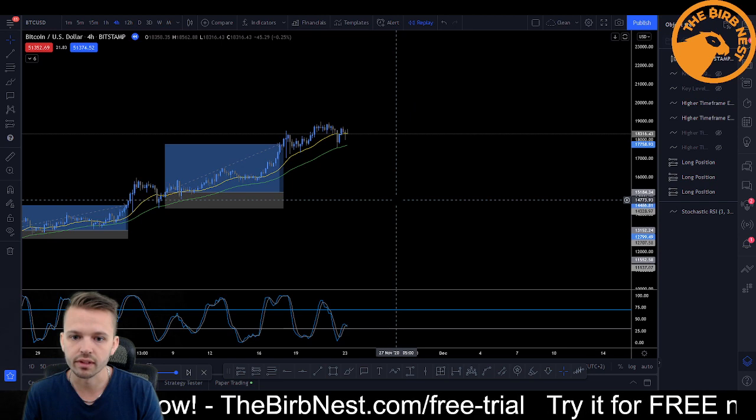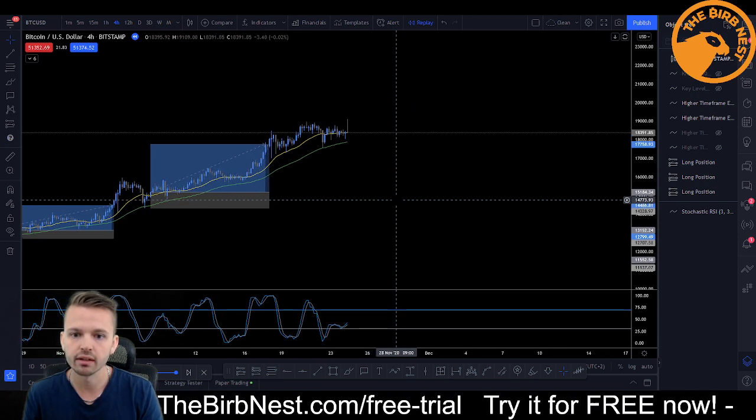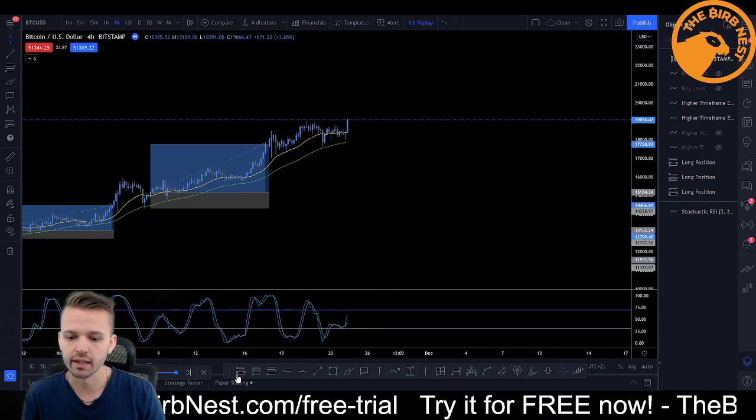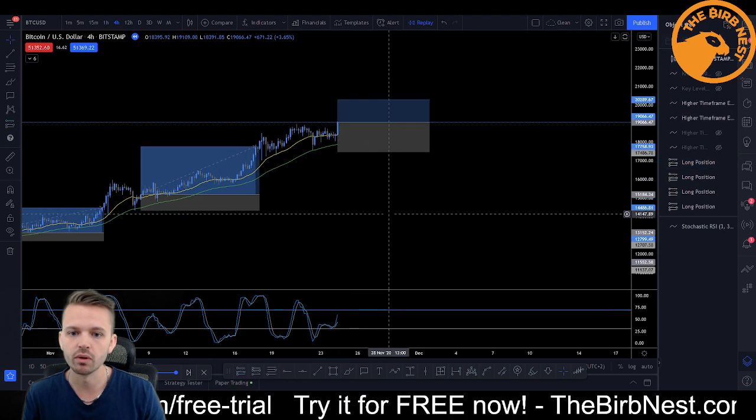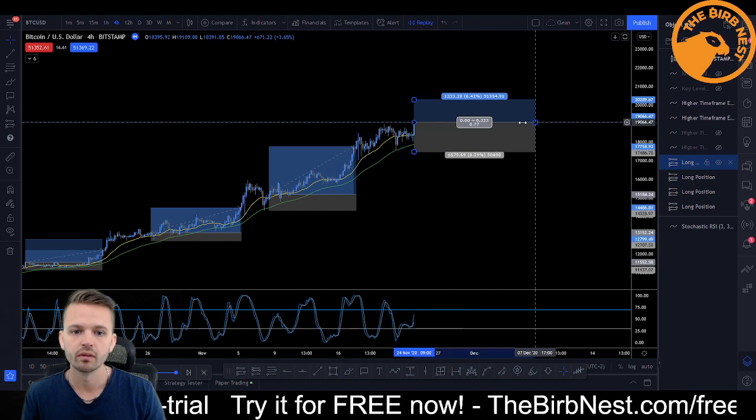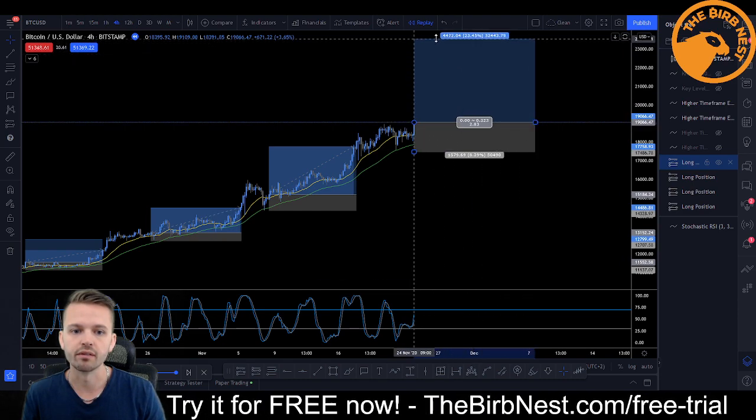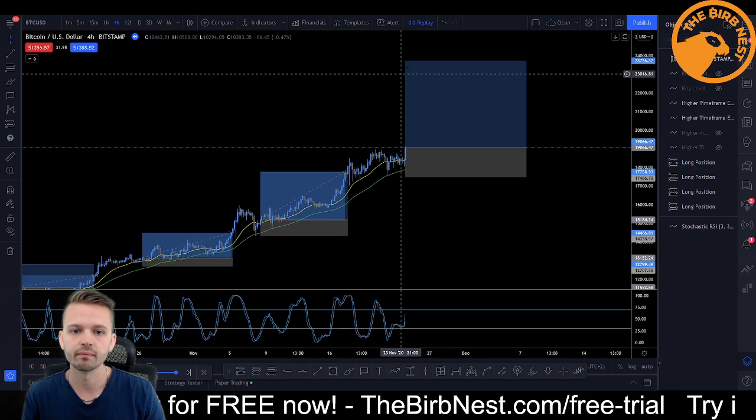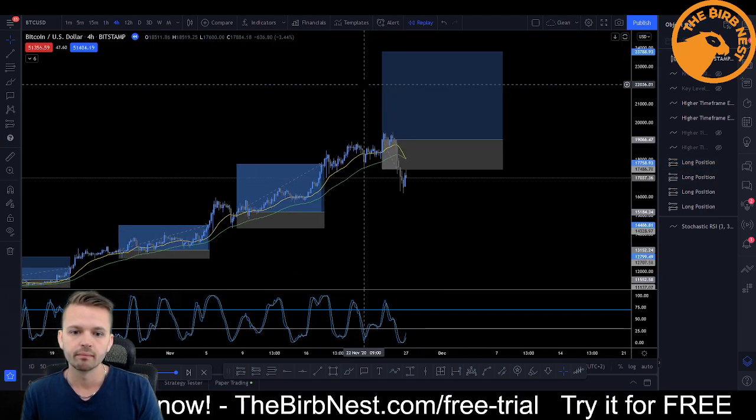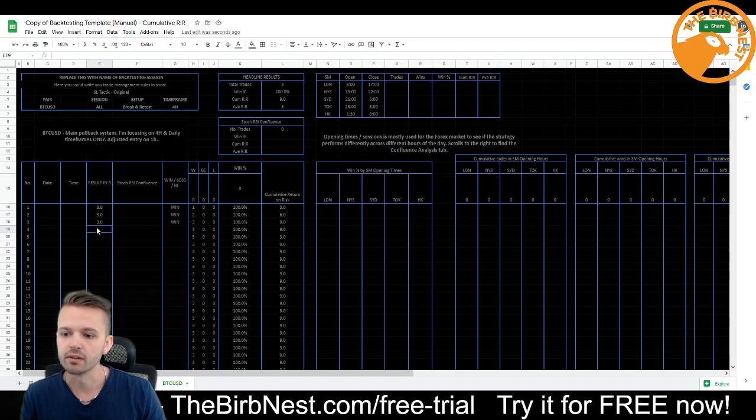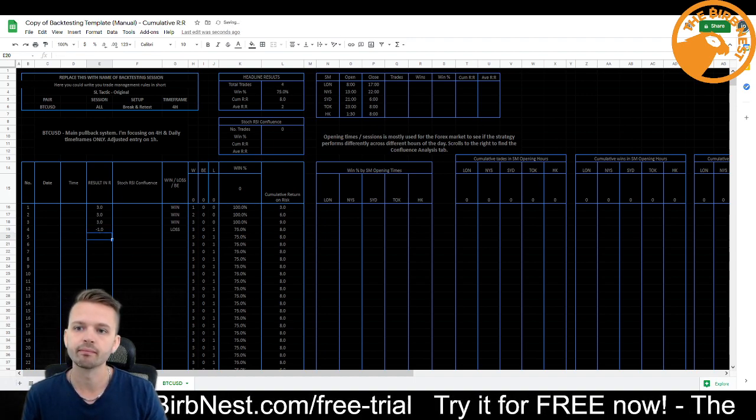It's a test of the 20 right here again. So there's a nice push to the upside. Let's enter on that one with stops below that one. Take profit at 3. So that's a stop out. That's a minus 1R.